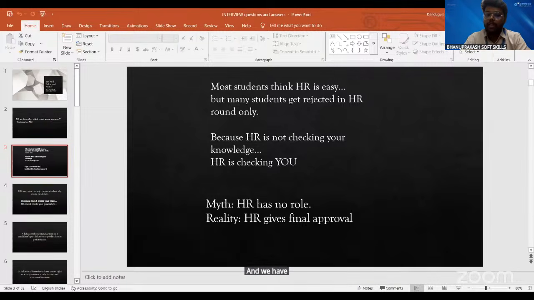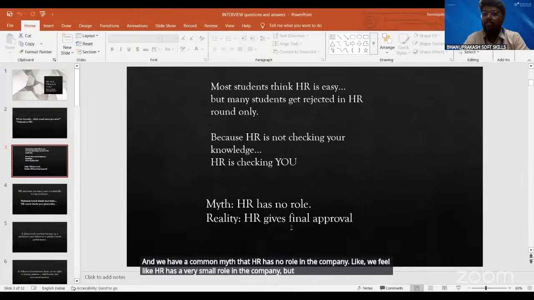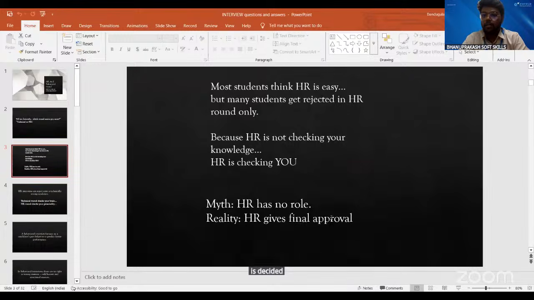And we have a common myth that HR has no role in the company, that he only gives the final approval. With the HR final approval itself, your employment is decided, whether to select you or not. Your employment, of course, depends on the technical, but the final approval is completely given by the HR. How is he going to approve? Only if he finds out that your personality is good, that you are a right fit for that company, then you are going to enter the company. And that's the exact reason why this HR round is the last round.